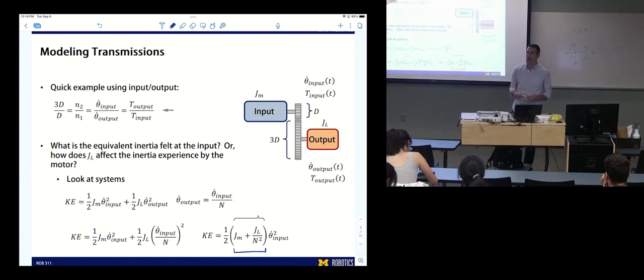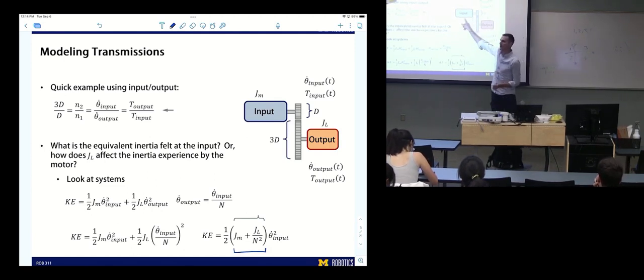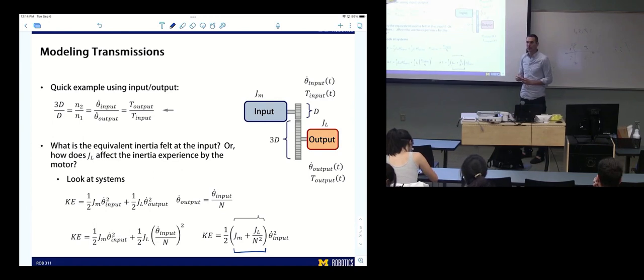Now let's think about it the other way. What happens if you back drive the system? You take the output and drive it. Now I want to know, how does this inertia feel then? Has anybody ever back driven an actuator? Can you recall doing that? What did it feel like? It will be very heavy. Really heavy.